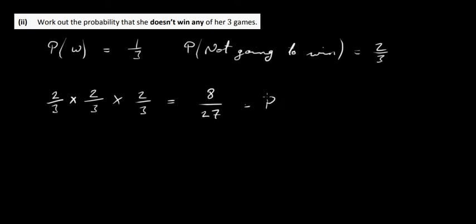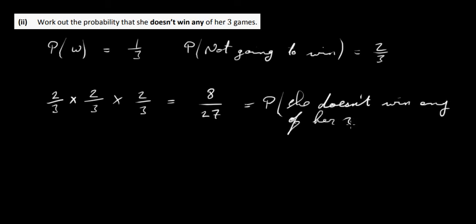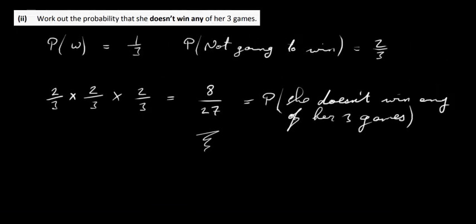So this is equal to the probability that she doesn't win any of her 3 games. And that's it. This is our answer here. Okay, so that's it for both of these questions.